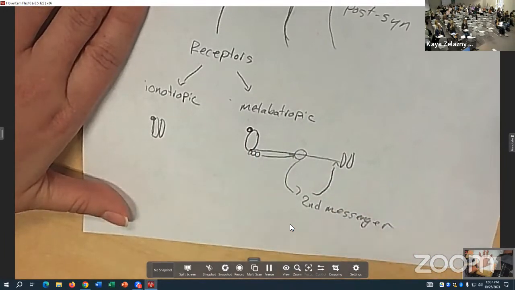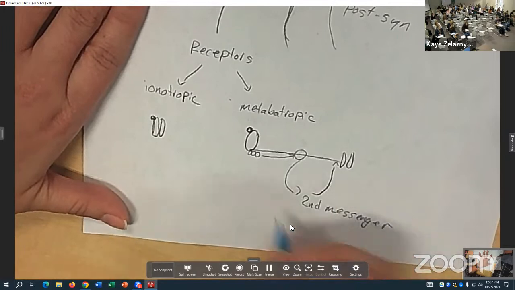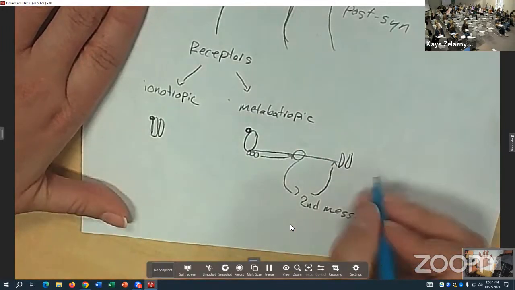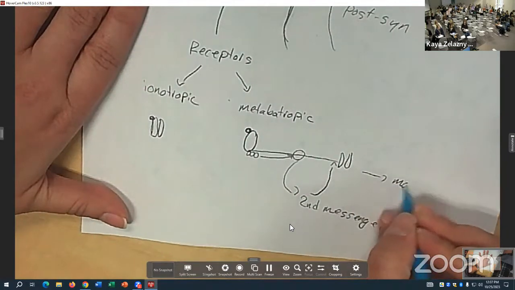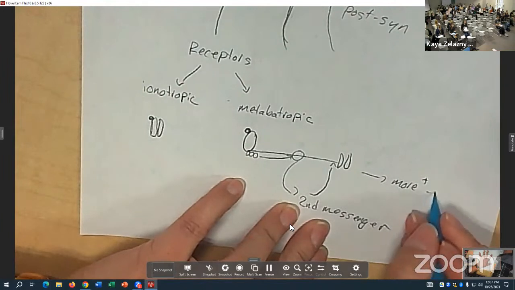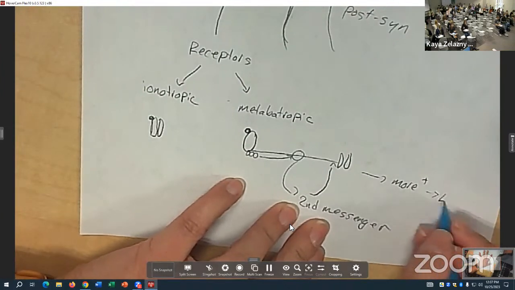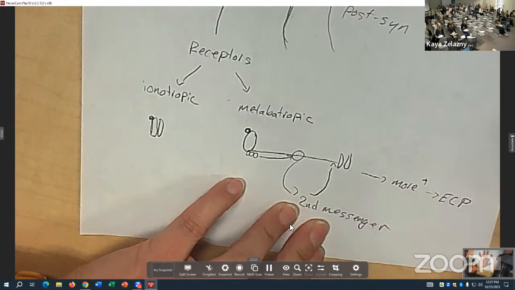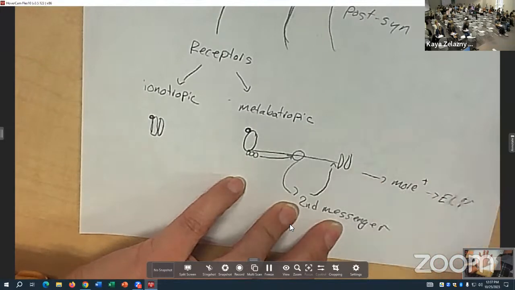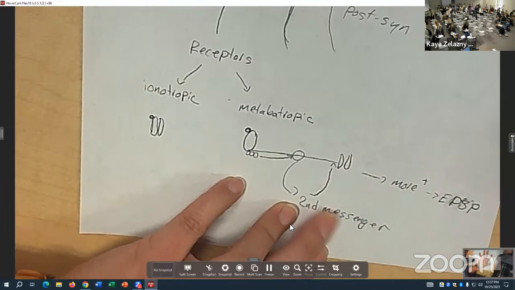Okay. If we end up with more positive charges inside the cell, more positives inside, that's depolarization, which is excitatory. So an excitatory postsynaptic potential. Excitatory postsynaptic potential. Okay.